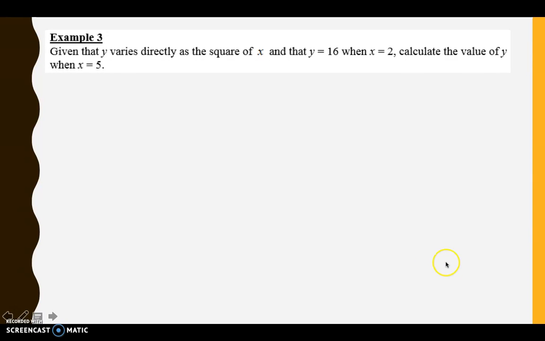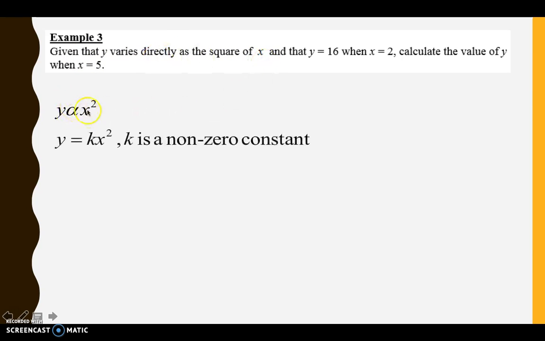Okay, example 3. Given that y varies directly as the square of x and that y equals 16 when x equals 2, calculate the value of y when x equals 5. So start off with the same relationship. We know y varies directly as the square of x, which means that y is directly proportional to the square of x, or x squared. Varies directly has the same meaning as directly proportional. Okay, so I have y alpha x squared. Alpha is just a sign that shows that this varies. So I have y equals kx squared, where k is a non-zero constant.